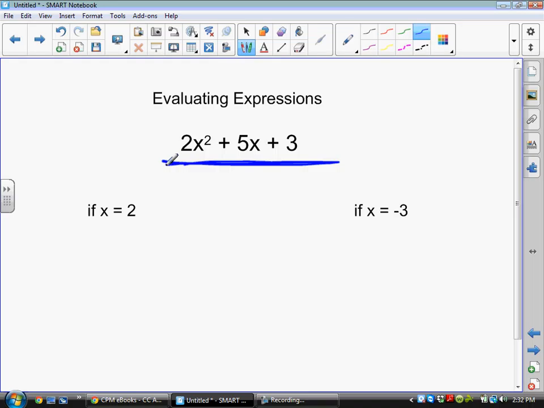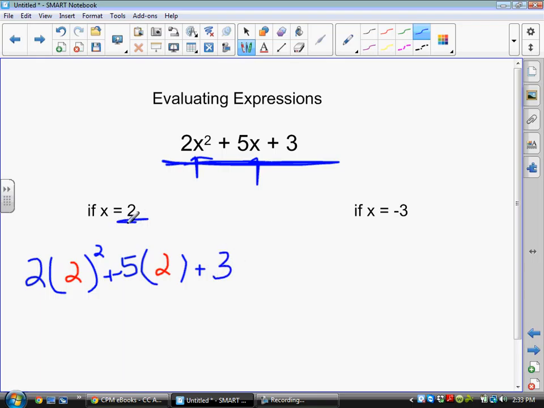So the first one on the left, I'm going to replace the x. Each time I see an x in this expression, so right here and right here, I'm going to replace the x with the number 2. All we're doing is plugging it in. So I have 2 times the x, which is 2 squared, plus 5 times the x value, which happens to be 2 again, plus 3. Now it's the same x right here. So this is in red. I'm replacing each of the x's with the number 2.